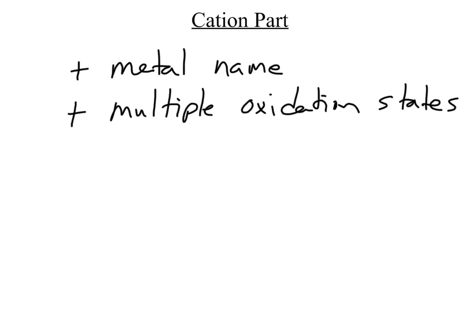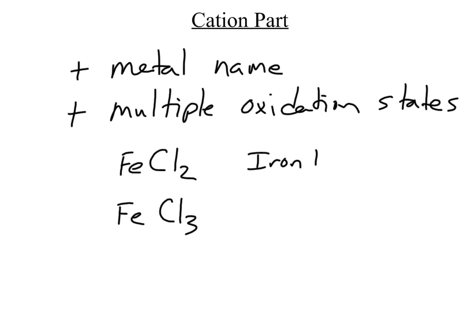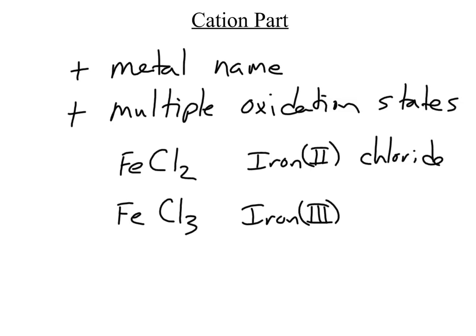So for instance, we could form a compound between iron and 2 atoms of chlorine, and we could form a different compound between iron and chlorine that had 3 atoms of chlorine for every 1 atom of iron. The way that we name this is iron(II) chloride, and this would be iron(III) chloride.